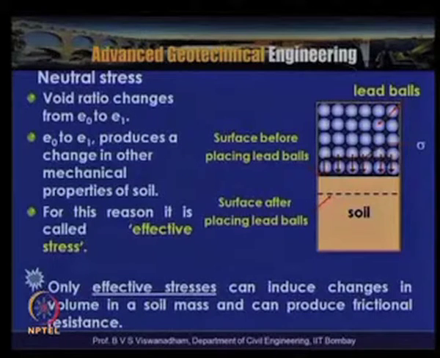So, here sigma is the surcharge. This is the level before placing the lead balls, and this is the surface after placing the lead balls. That means delta E is nothing but delta H, the change in thickness over a certain area. So delta E is the change in void ratio, and there is a reduction in the volume also.